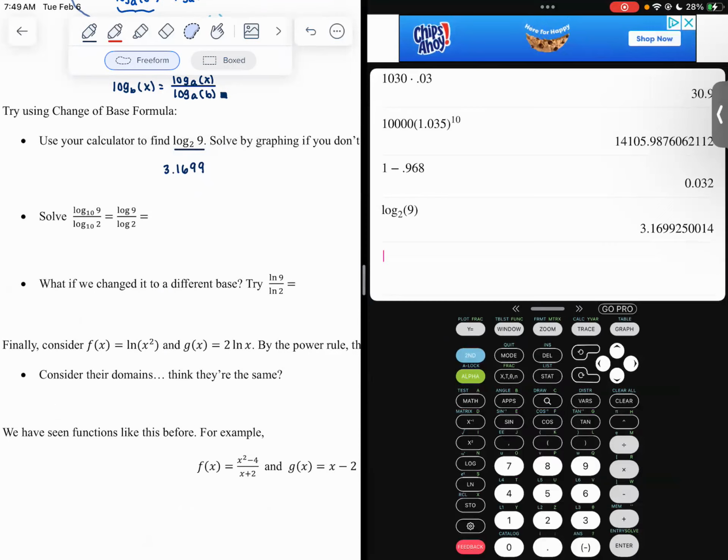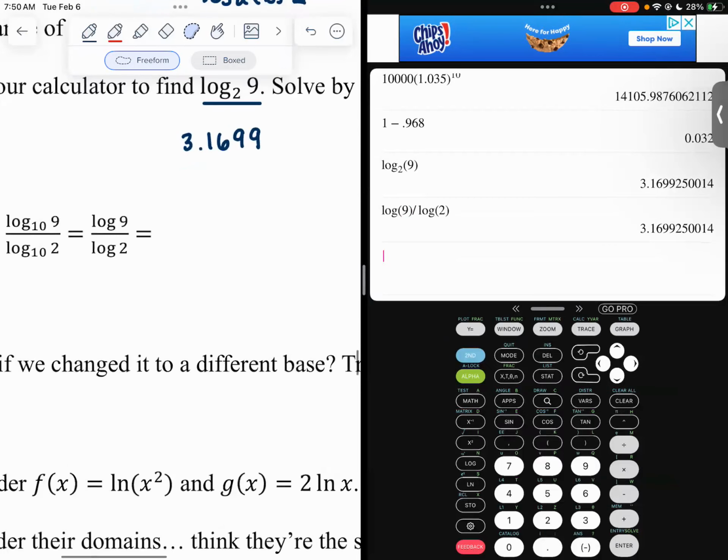We can go ahead and check to see if different bases would work as well. In this case, we're going to try log base 10. If you're using log base 10, you can just hit the log button on your main screen. So I have log of 9, and we're going to divide this by log of 2. And if this change of base formula is correct, I should again get that 3.1699. And it turns out that I do.